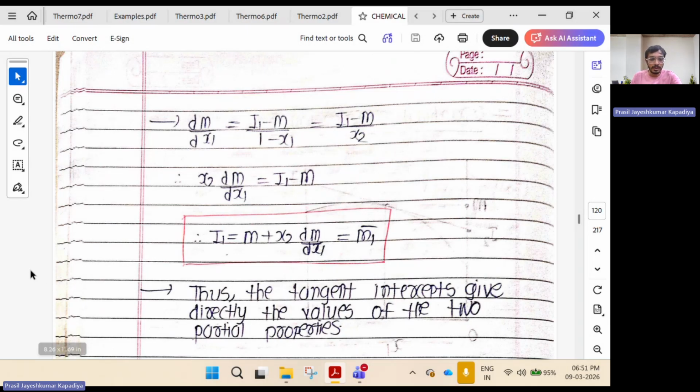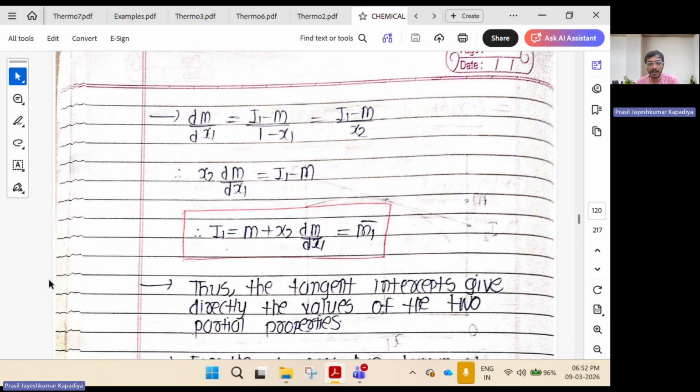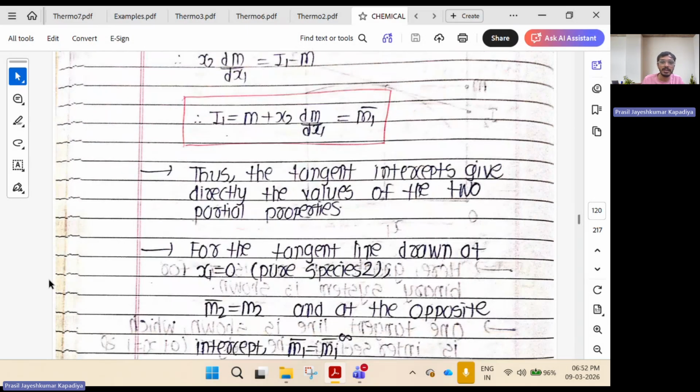So what did we learn from here? It is a very straightforward thing that when we are plotting m versus x, total property with varying mole fraction, and we draw the tangent to that curve, it is going to give me two intercepts, and the two intercepts are nothing but partial molar properties. Thus, the tangent intercepts give directly the values of the two partial molar properties.